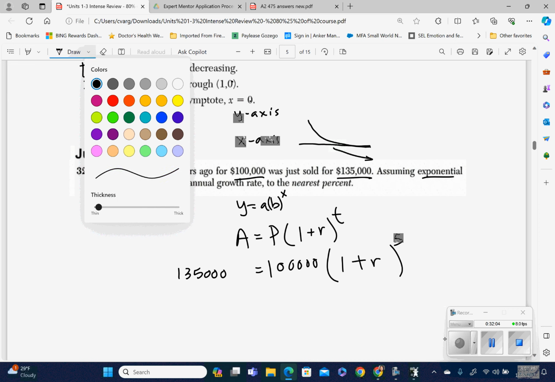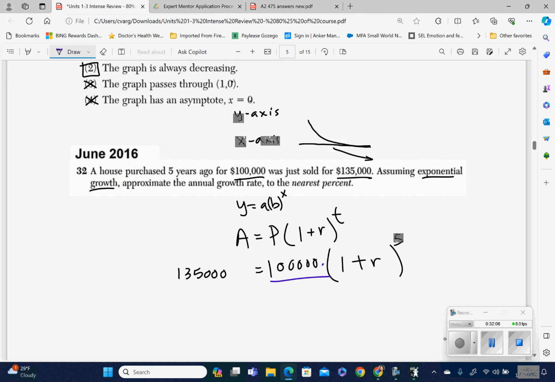Pretty straightforward, right? If there is 100,000 times, the opposite of times is divide. So let's divide both sides by 100,000. This cancels out. So the zeros can cancel out. So I have 135 divided by 100, which is 1.35, is equal to 1 plus r. And this is all raised to the 5th power. How do I get that r by itself? What's the opposite of 5th power? The opposite of a 5th power is our 5th root. So we're going to root both sides.